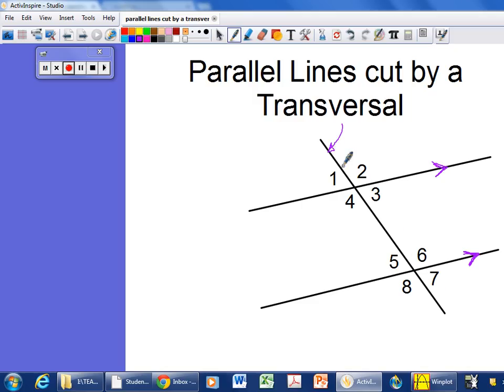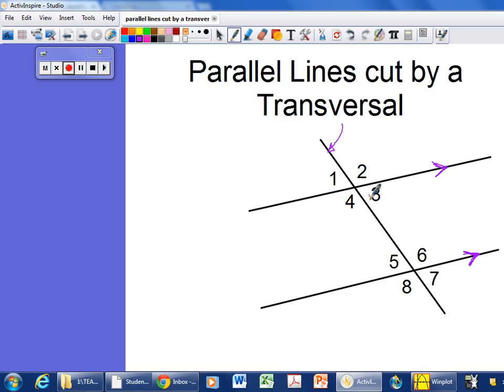And as you notice, when two lines are cut by a transversal, you get 8 angles created. These 4 angles up here and these 4 angles down there. Now here we have a set of vertical angles still. Here's another set of vertical angles.